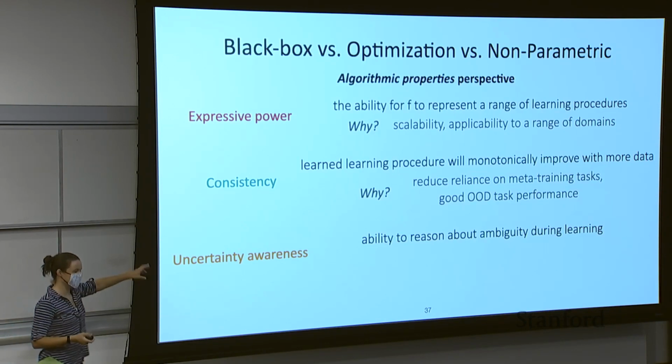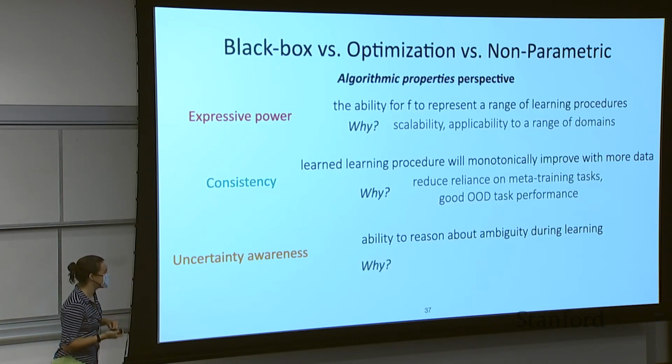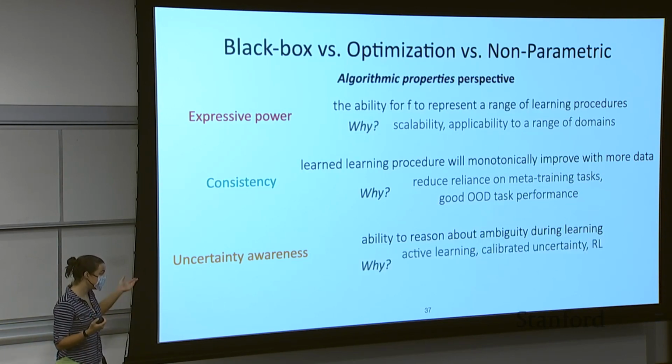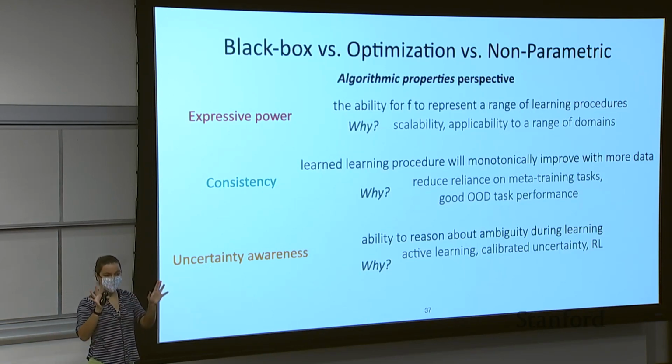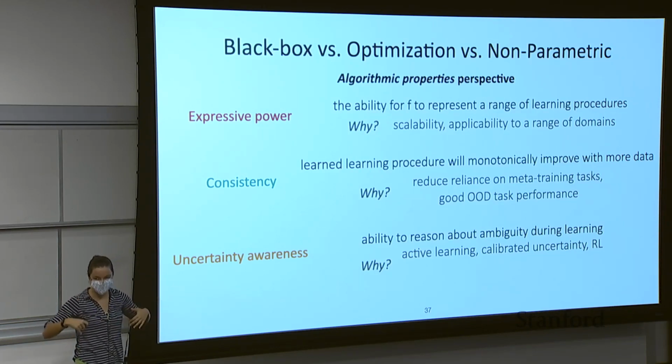This is something that's useful in machine learning in general. And it's also useful in settings where you want to do some form of active learning, where the algorithm should ask for more data, for example. Or maybe you want to get calibrated uncertainty estimates, or maybe in reinforcement learning, you want to be able to efficiently explore the space and find parts of the state space that will help you reduce ambiguity.